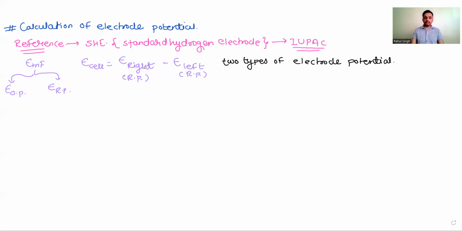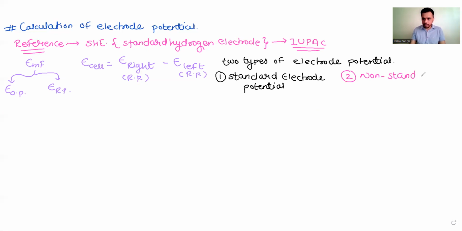The first one is standard and another one is non-standard. So first we will be seeing the standard electrode potential, and on the other side we will have the non-standard electrode potential. We will be talking about these two things simultaneously.